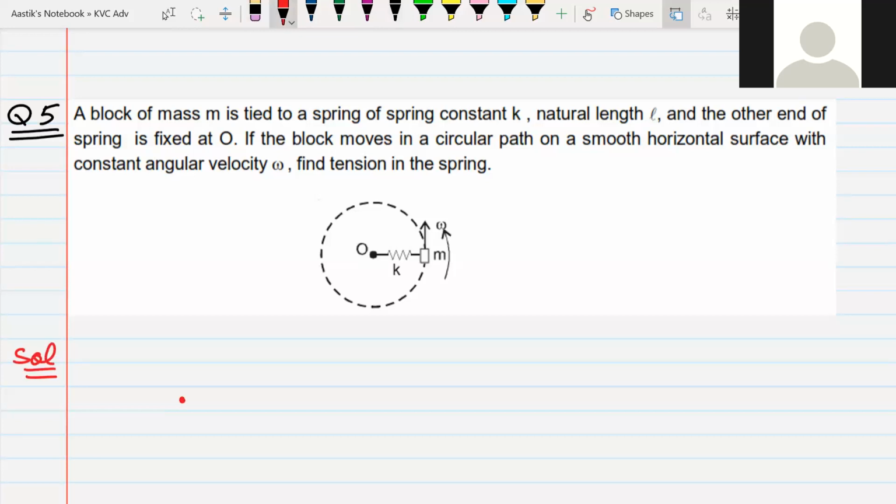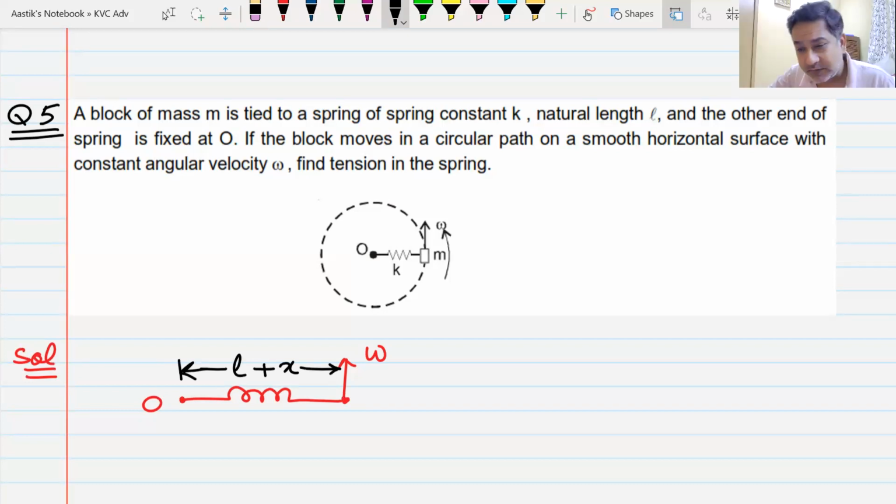So what should happen? The spring should extend. So this is the origin O. It is moving with an angular velocity omega, let us say, and the spring extends by a distance x. So now the total length becomes L plus x. L was the length of the spring and x is the amount by which it has extended. Do we understand this? Yes, sir.